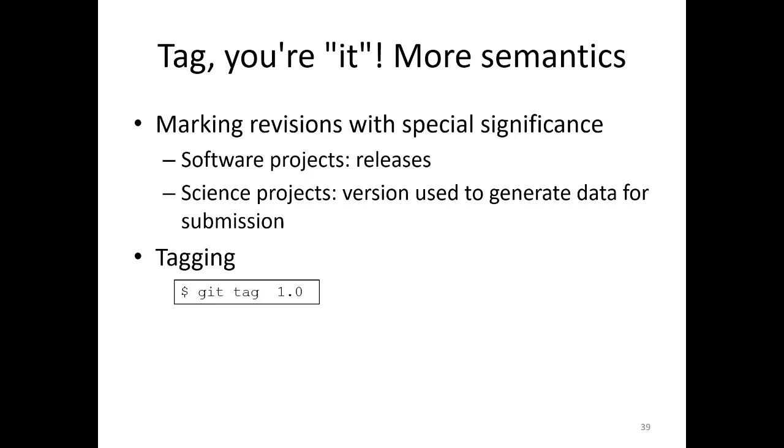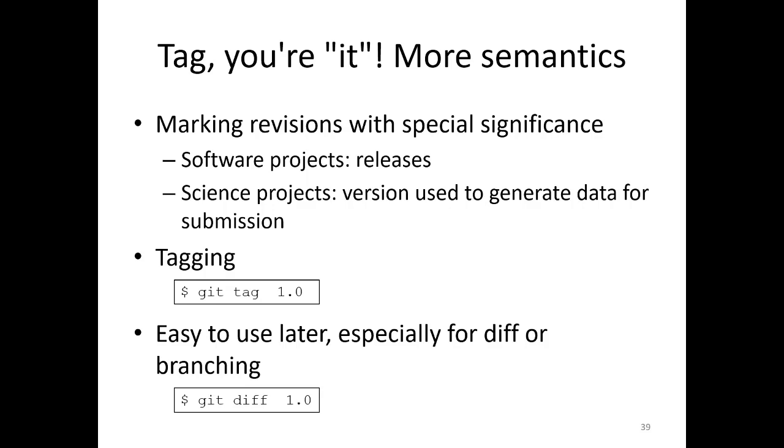So in that case, you can tag a commit, and that is just git tag followed by some string. In this case, I use 1.0 because I'm assuming that this is a software project and the first release, but you can do basically anything. And it's very easy to later on use a tag in order, for instance, to see differences. Git diff 1.0 will give all the differences between the current working copy and that particular tagged version.